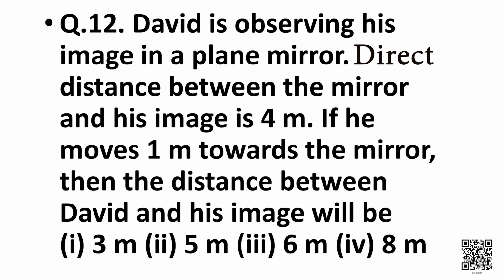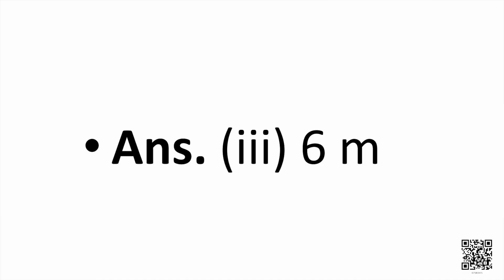Moving on to another question. The question is, David is observing his image in a plane mirror. The direct distance between the mirror and his image is 4 meters. If he moves 1 meter towards the mirror, then the distance between David and his image will be: first option 3 meters, second option 5 meters, third option 6 meters, and fourth option 8 meters. So students, David moved forward 1 meter. That is, the distance between the mirror and David is 3 meters. Now we know that the distance of the object and the image is the same from the mirror. So we know that the answer is 6 meters.